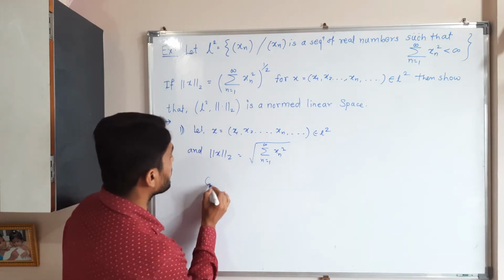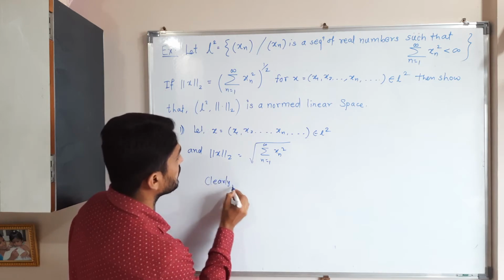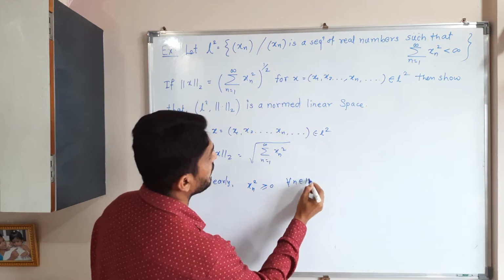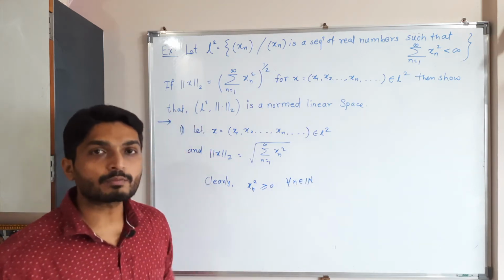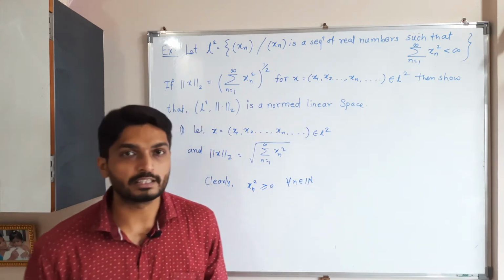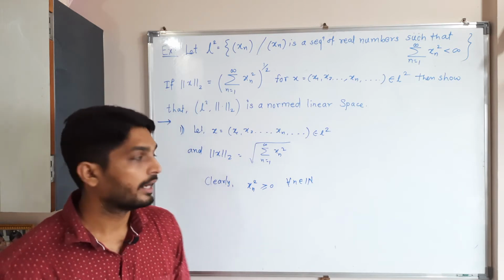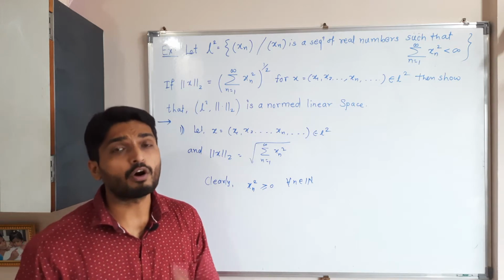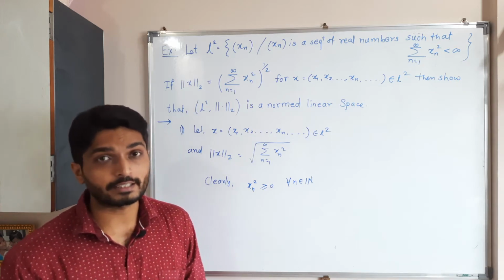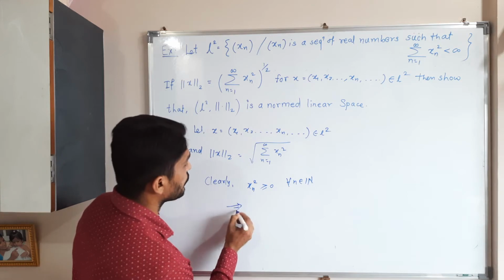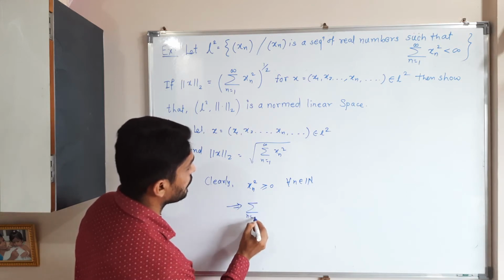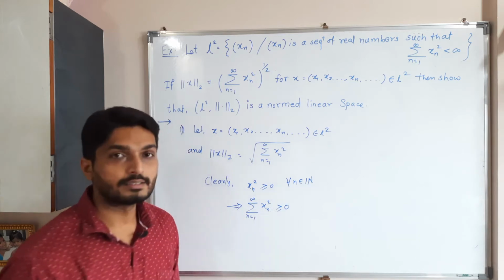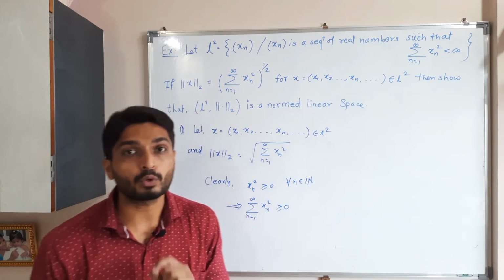So clearly we can write xn square is greater than or equal to 0, and this is true for all n. Since you know that when you take the square of any real number, obviously it is non-negative, always greater than or equal to 0, and this is true for each n. So if you take a sum of all these numbers, then also it is greater than or equal to 0. Therefore the summation, n running from 1 to infinity, xn square is also greater than or equal to 0.